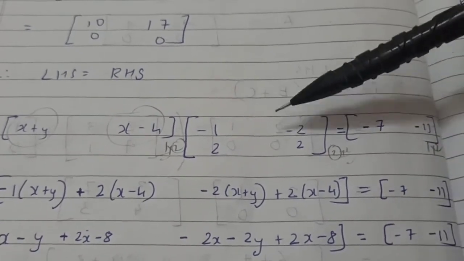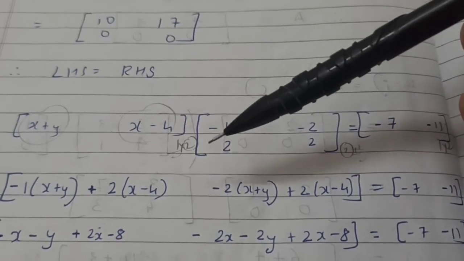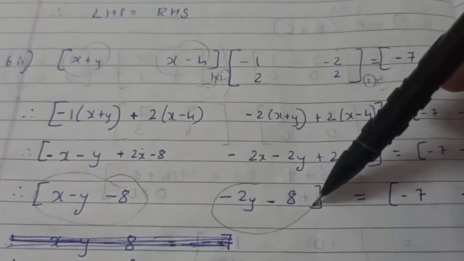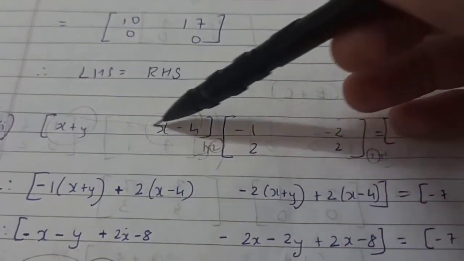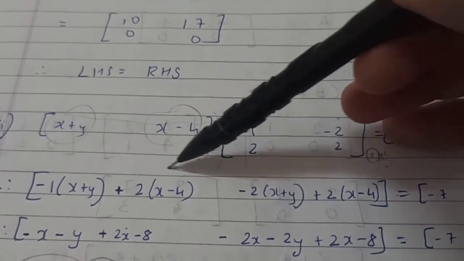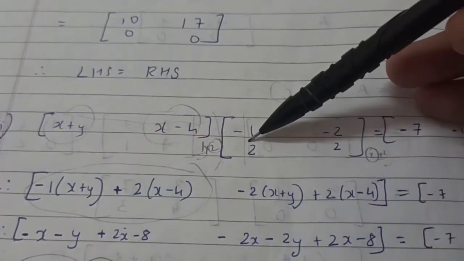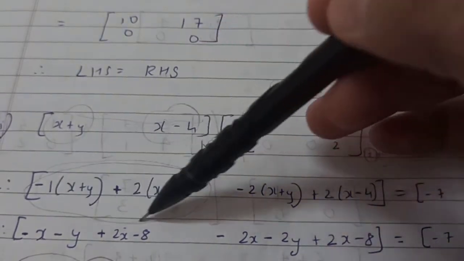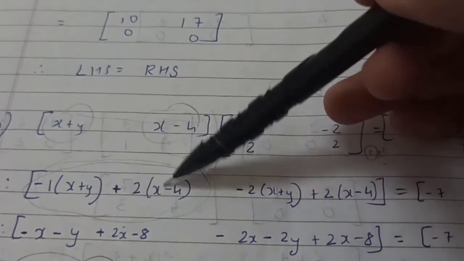So I'll multiply the LHS. Let's see how it goes. The answer will be 1 by 2. So I need 2 elements. In the final answer, there should be only 2 elements. Here it is first row into first column. X plus y into minus 1 plus x minus 4 into 2. That is entirely the first element. Okay, don't think of them as separate elements here.